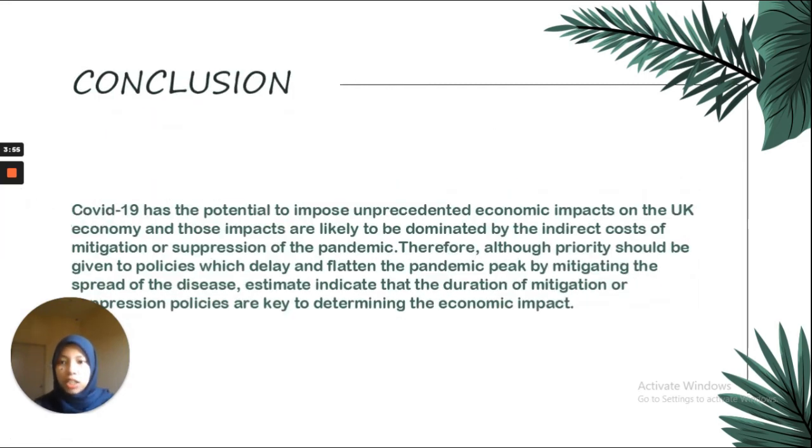For the conclusion, COVID-19 has the potential to impose unprecedented economic impacts on the UK economy, and those impacts are likely to be dominated by the indirect costs of mitigation or suppression of the pandemic. Therefore, although priority should be given to policies which delay and flatten the pandemic peak by mitigating the spread of the disease, estimates indicate that the duration of mitigation or suppression policies are key to determining their economic impact.